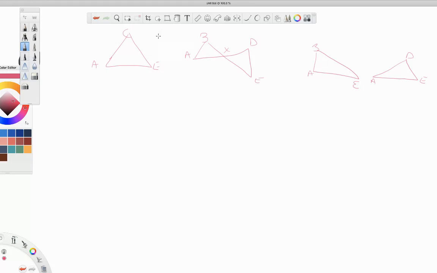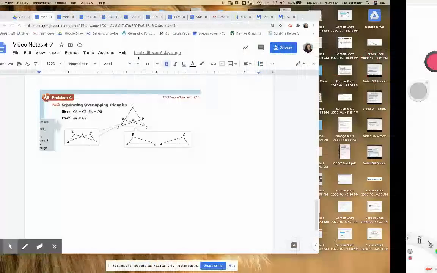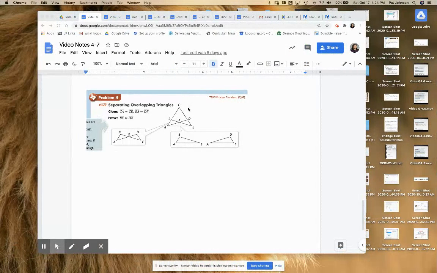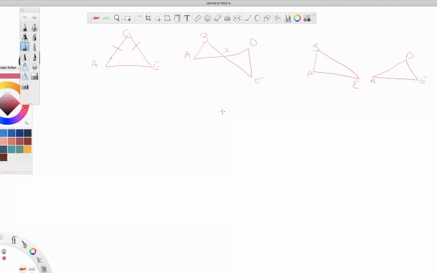So let's start with given. So they tell us CA is congruent to CB. That's the big one. So that's why I wrote the big one out and took it out by itself, which the book did. That's going to be given. They also tell us that BA is congruent to DE. Okay, so again, that's all given.